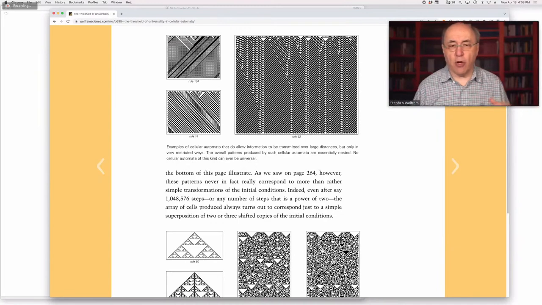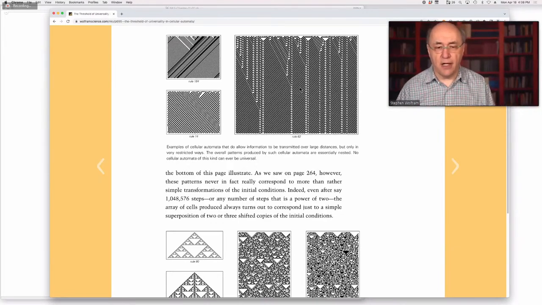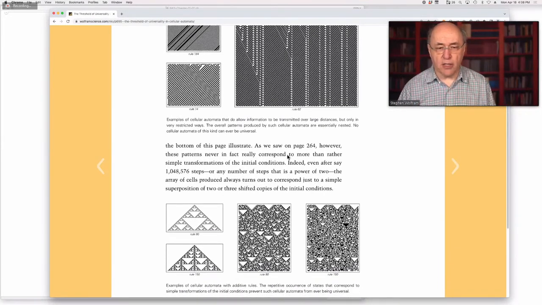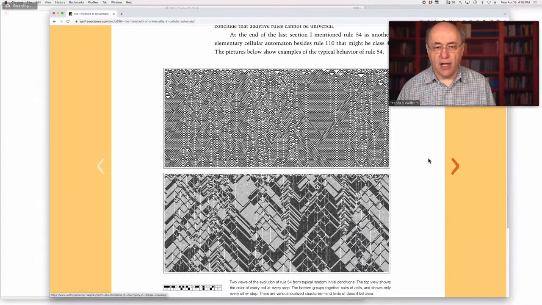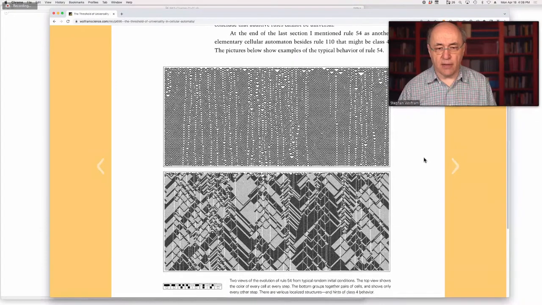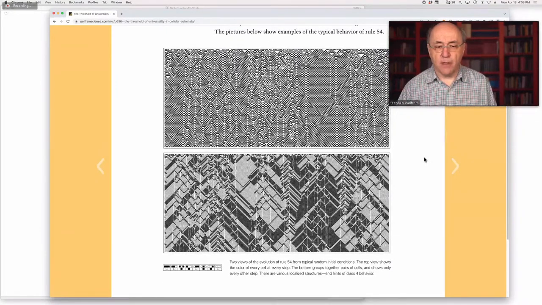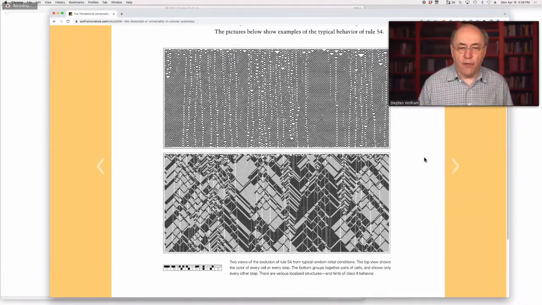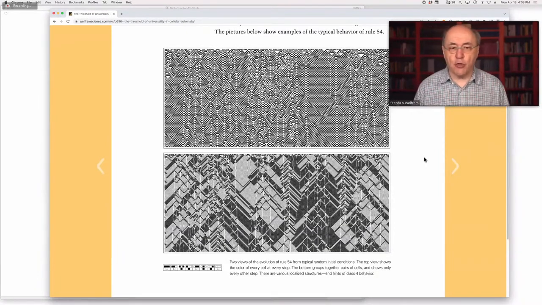And it's kind of asking what really is the threshold of universality? What might be universal, what's not? These are additive cellular automata which have features where they tend to be simple. This is rule 54. Rule 54 is a cellular automaton that I'm sure one can prove universality for, it just hasn't been done yet. It's really hard.